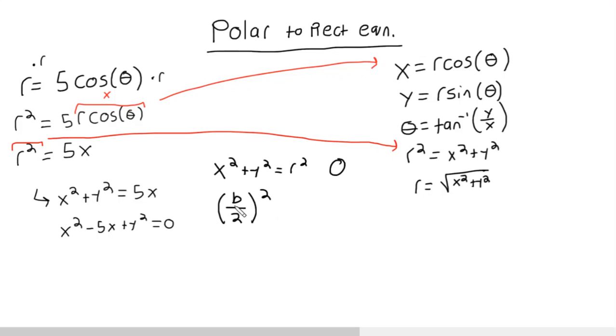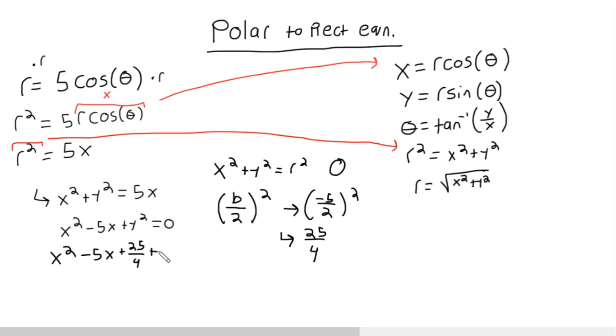It's this middle term, negative 5 over 2 squared, and I'm just going to get 25 over 4. So I get that b over 2 squared, which is 25 over 4, and I'm just going to add it over here, 25 over 4.